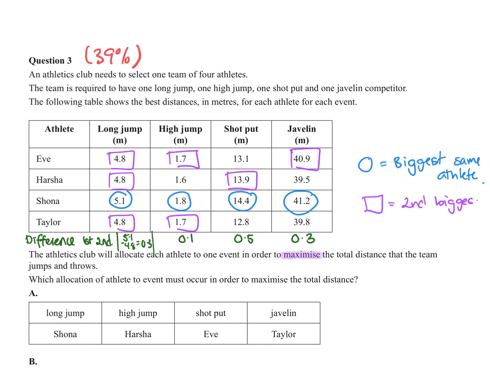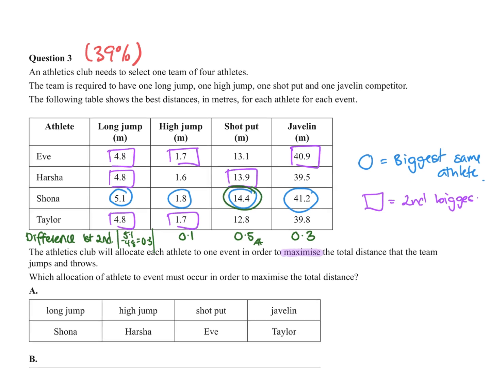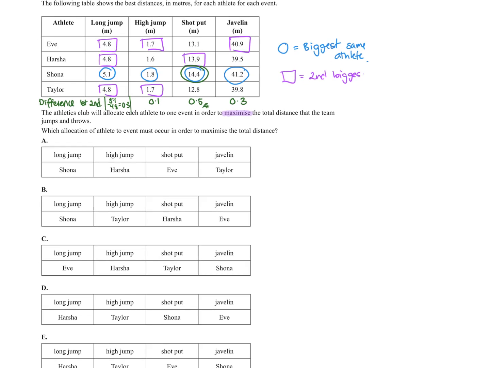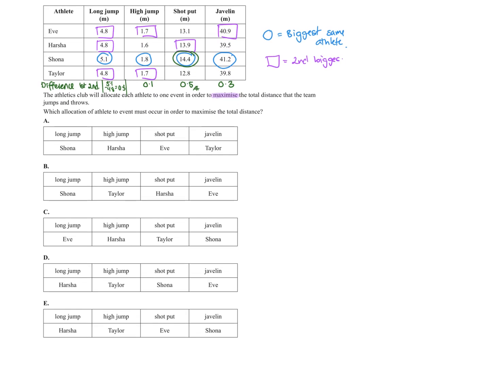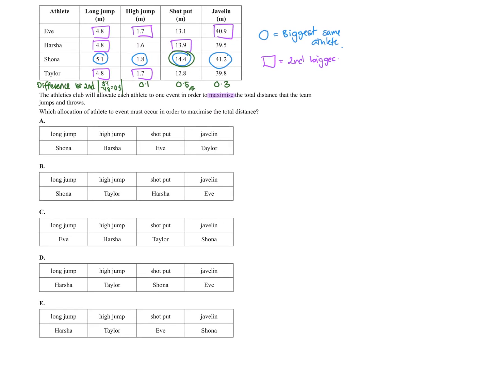So now, because this is the biggest, I say, all right, I know Shona needs to do shot put. Now, if you go down to your answers, look for Shona in shot put. How many are there where they put Shona in the shot put? I think there's only one, and that's D. So I'm done.